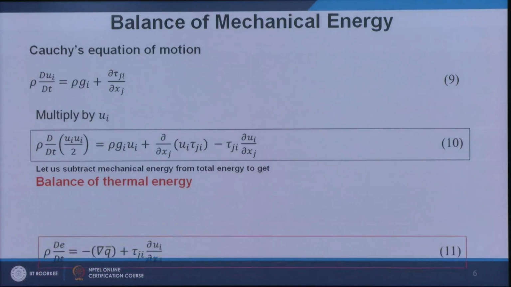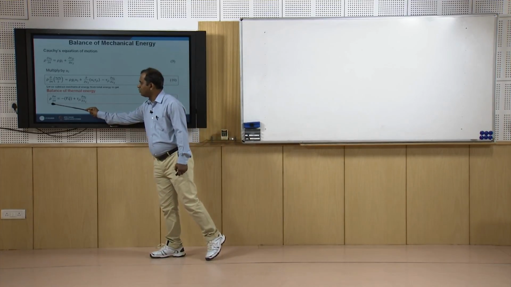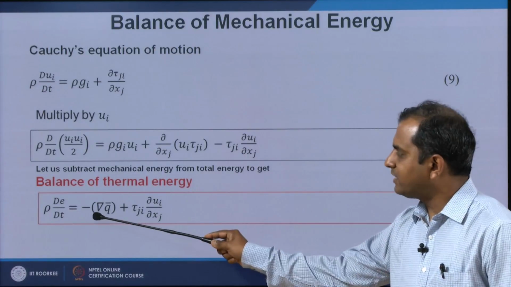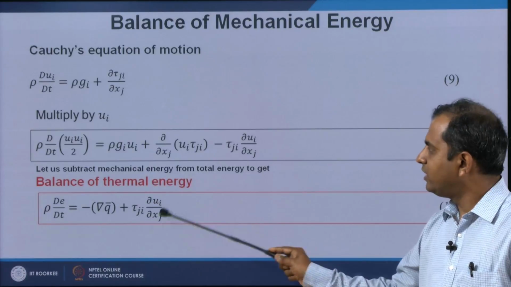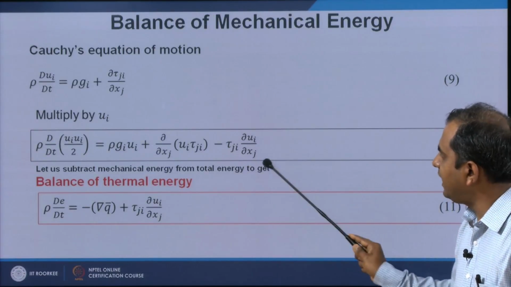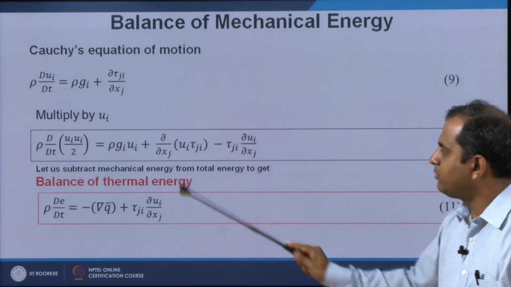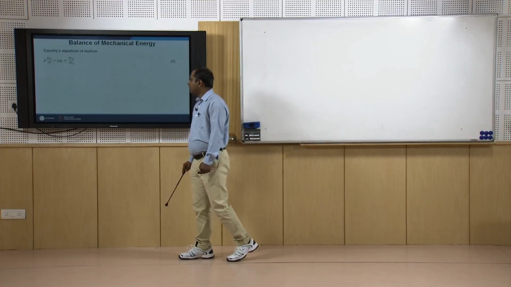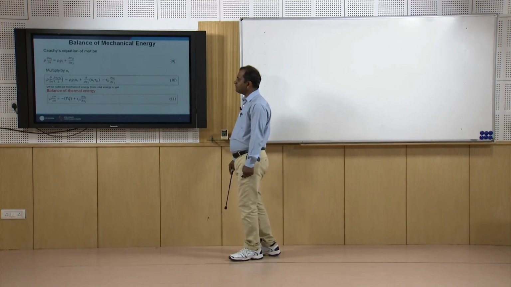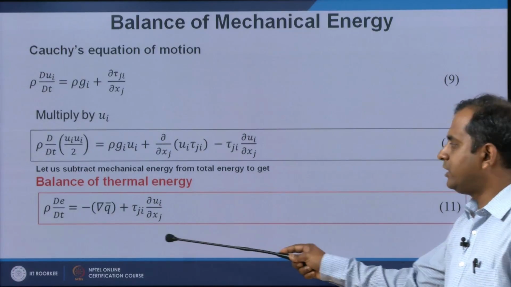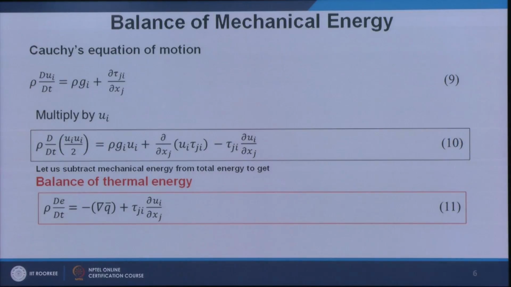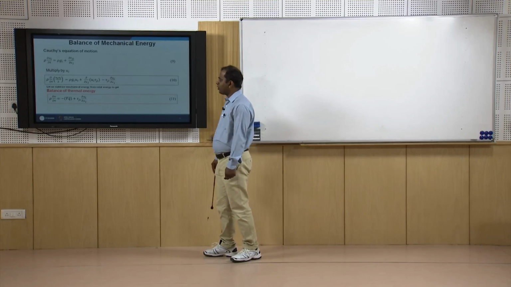So, eventually you will be finding out that we are having in the left hand side rho of d/dt of small e, and in the right hand side we will be having minus del dot q plus tau Ji into del xj of Ui, because this term will be cancelling with this term. So, you can find out finally the thermal energy balance equation comes as this one, rho de/dt equals to minus del dot q plus tau Ji into del xj of Ui. This is a very important equation.